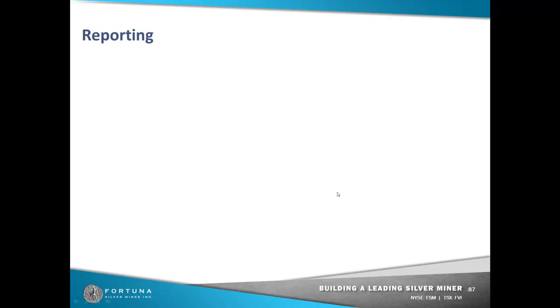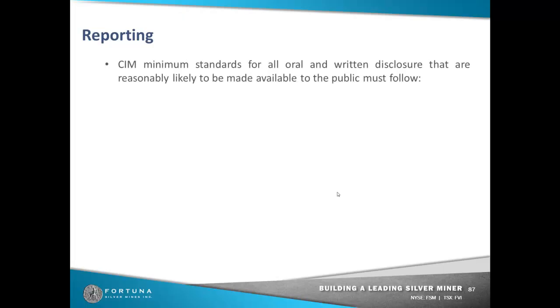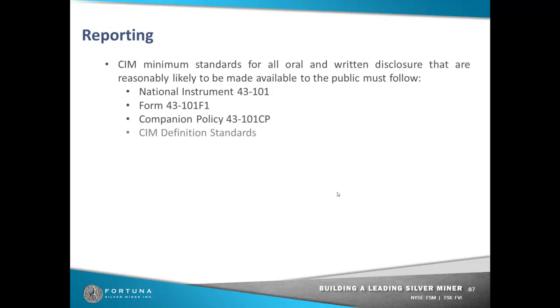In respect to the reporting of mineral resources and mineral reserves, the CIM sets out minimum standards for all oral and written disclosure that are reasonably likely to be made available to the public. These must follow the National Instrument 43-101, Form 43-101F1, the Companion Policy 43-101CP, and the CIM definition standards.